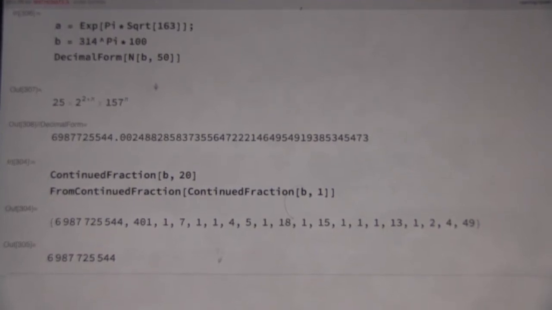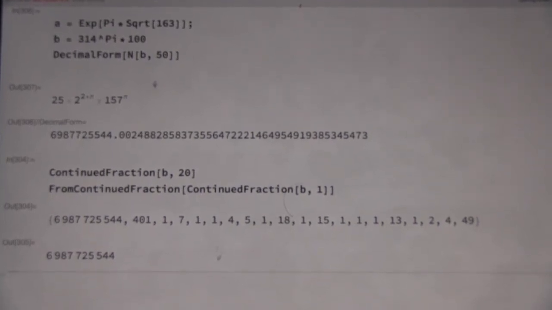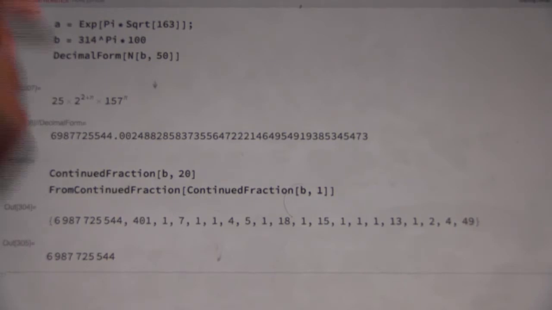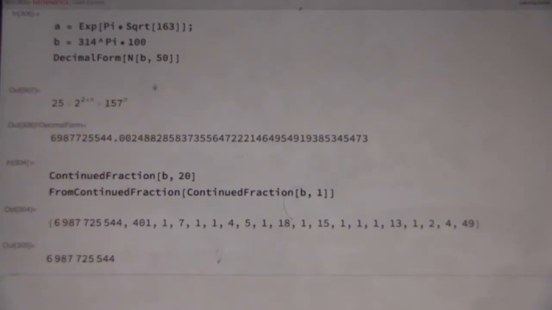Okay, so you played around and found, what did you find here? So I found a number that was pretty close to an integer: 314 to the pi times 100. So 314 to the pi power, and then all that times 100. Okay. And Mathematica simplifies that number like this. Yep: 25 times 2 to the power of 2 plus pi times 157 to the pi.